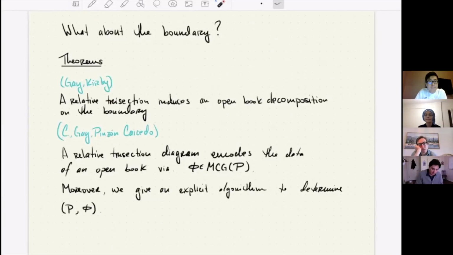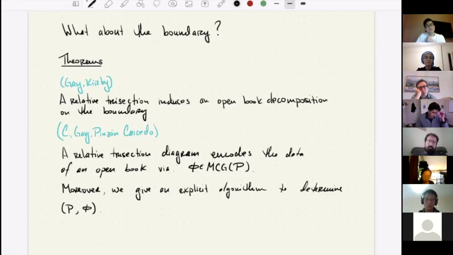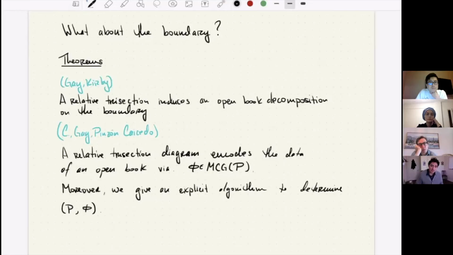So again, Kirby showed that a relative trisection induces an open book decomposition on the boundary. And in joint work with Dave Gay and Juanita Pinzon Caicedo, I showed that the diagram actually encodes this open book data. And we actually give an algorithm to find this open book. Right, so we have this surface bundle over S1 that's recovered from this diagram.